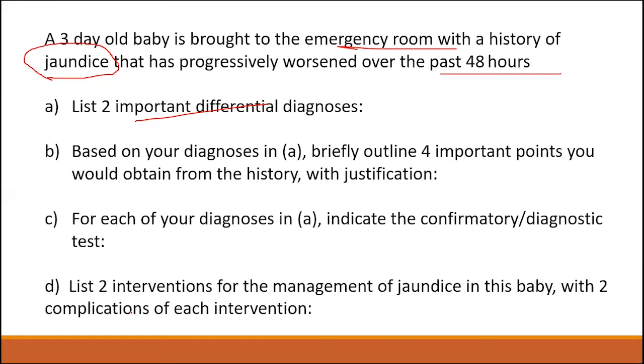Two interventions for the management of jaundice in this baby, with two complications of each intervention. So again, we are going to talk about the interventions that you would like to take, and the possible complications that you are likely to encounter in this baby. Usually we have two basic ones. Please know them and be free. We have the phototherapy, and then we have the exchange blood transfusion. These are the two most important management options that you will do for your patient.